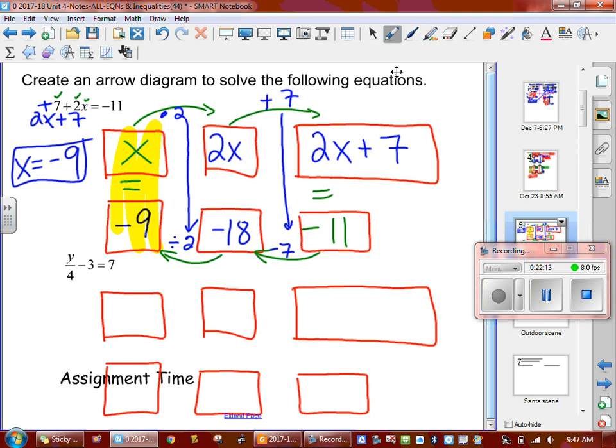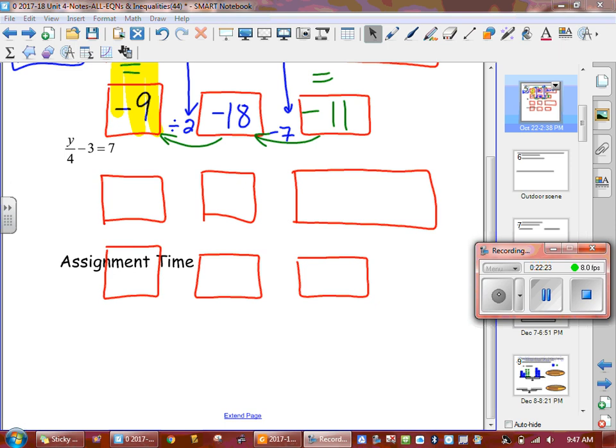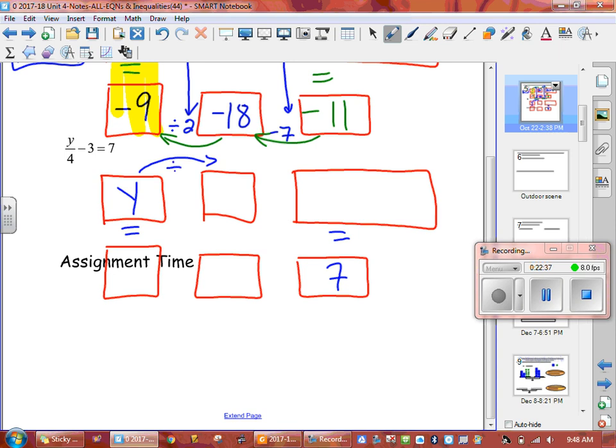Now we're going to do the second question. So we start with our y, when we have our equal signs. And we can put in our 7. So the first thing that happened to y was he was divided by 4. So we're going to put divide by 4 to have y on top of the 4. That's how we get the y on top of 4. Then what happened to our y was they subtracted 3. So we're going to get y on top of 4 subtracting 3. There's our full equation. Now we're at the point where we're going to work backwards.